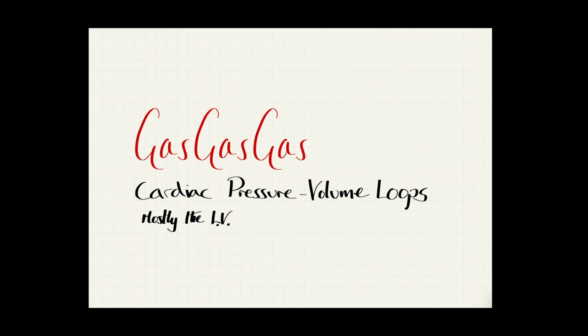We're continuing on the themes of diagrams or die, and we're going to look at the cardiac pressure volume loop. Most of the focus is going to be on what's occurring in the left ventricle during the cardiac cycle.